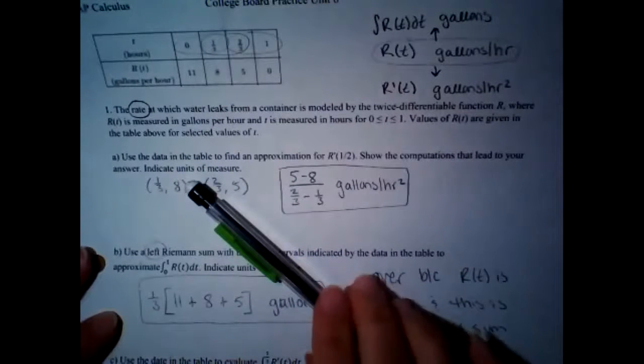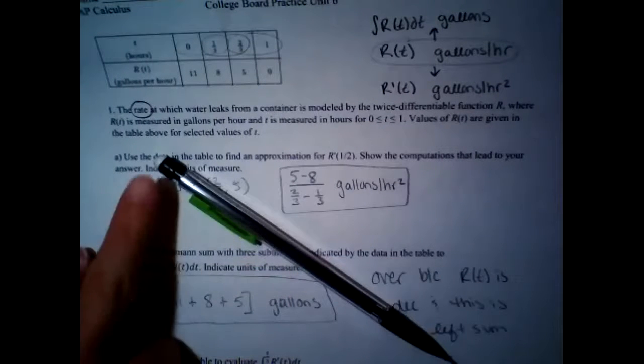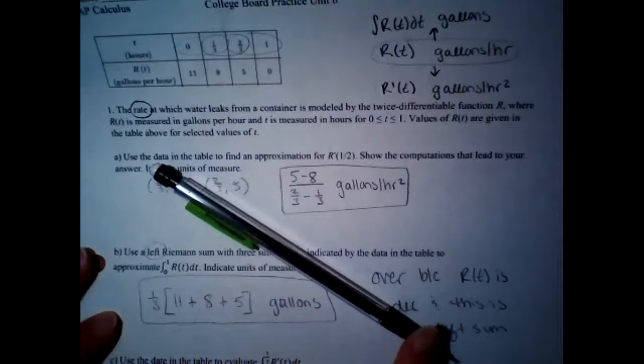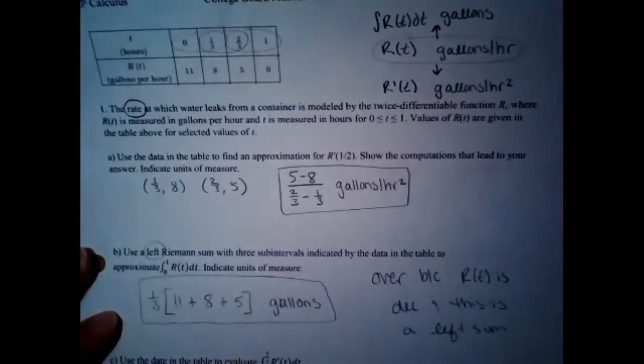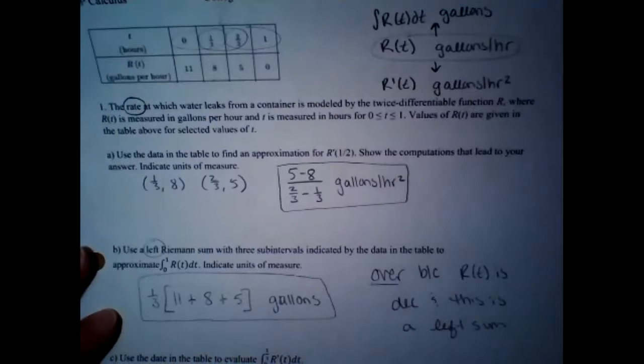Someone wrote to me privately, if it was a right sum, it would be under. Yes, the values are decreasing, so if we did a right sum that's lower down, then that would be an underestimate. So yes, you're correct. But this one would be over.